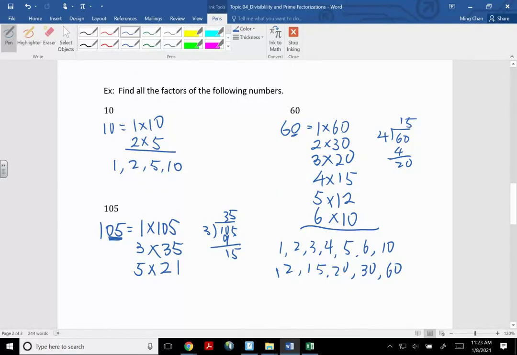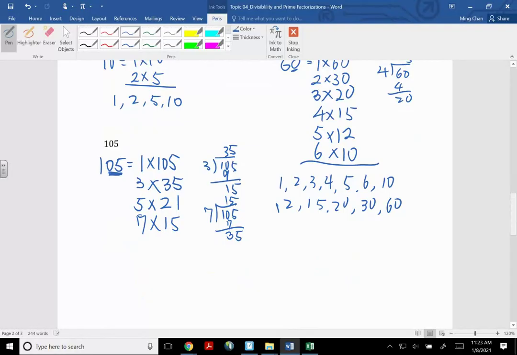All right. 7. I don't know about 7. I know 7 times 5 is 35. 105 ends with the 5, right? So I'm going to give it a try. 7 goes into 10 one time. So that's 3. Bring down the 5. See, 35. 7 goes into 35 5 times. So that means 7 times 15 will work.